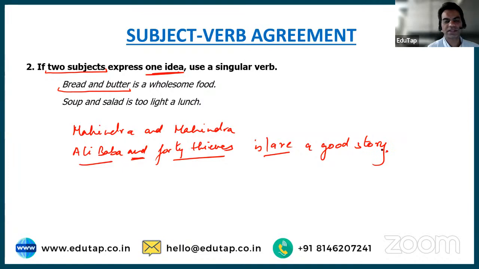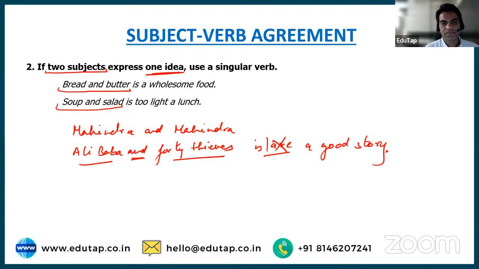So there is a possibility when two nouns joined by and present a singular idea. So bread and butter is a wholesome food. Soup and salad is too light a lunch. If I put it in the Indian version, idli and dosa or idli and sambar. What is it? Idli and dosa or idli and sambar is a South Indian dish or are a South Indian dish? What do you say? Exactly. Getting my point. So when I combine idli and dosa and present it as a dish, the two nouns are joined by and, but they're still presenting a singular idea. If the idea is singular, the verb also has to be kept singular.